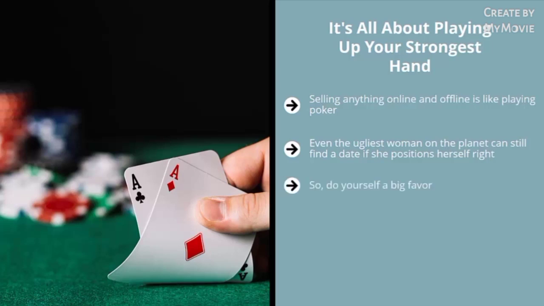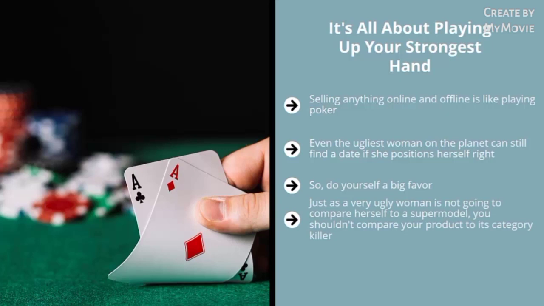So, do yourself a big favor. Even if you're selling a dog of a product, look at its strongest point. Maybe it has really cheap shipping. Maybe it has amazing customer support infrastructure behind it. Look for your strongest point and compare the different alternative options based on it. Just as a very ugly woman is not going to compare herself to a supermodel, you shouldn't compare your product to its category killer. That doesn't make any sense. You have to position the category killer based on its weakest point, which happens to be the strongest point for your product. That's how you get a sale. That's how you get into the head of even the most skeptical consumer.